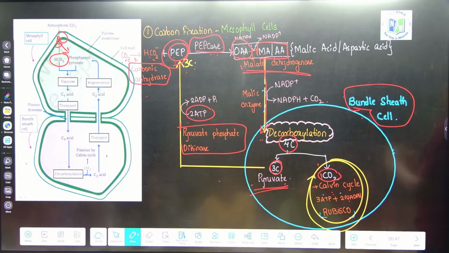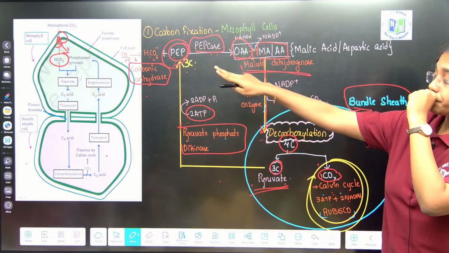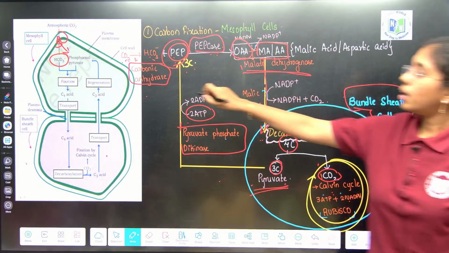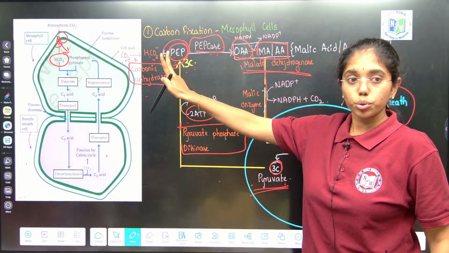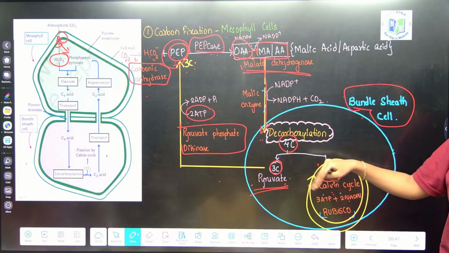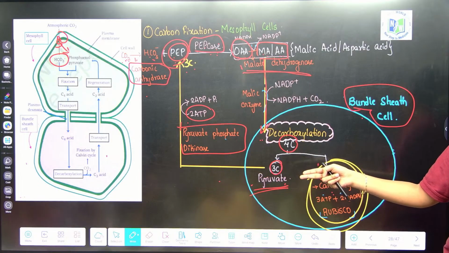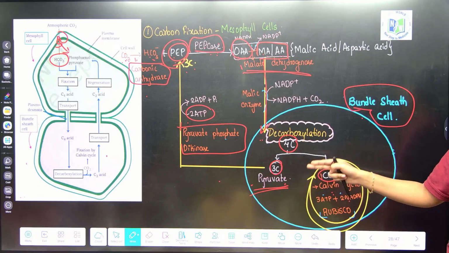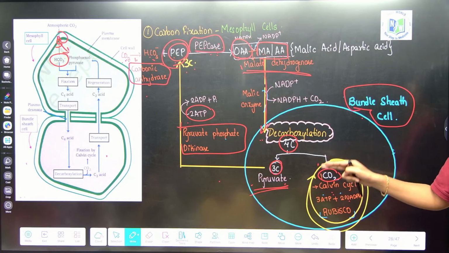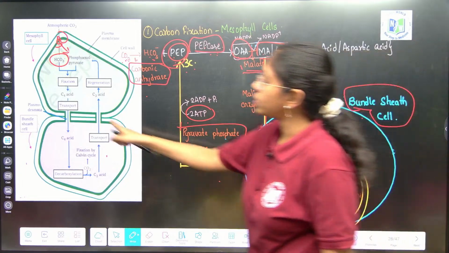Bioenergetics are also clear, right? How many carboxylations? 2 carboxylations. How many ATP are required? 5 ATP. How many extra ATP? 2 ATP. How many NADPH? 2. What type of chloroplasts are present in bundle sheath cells? Agranal chloroplast. How bundle sheath cells are connected to mesophyll cells?